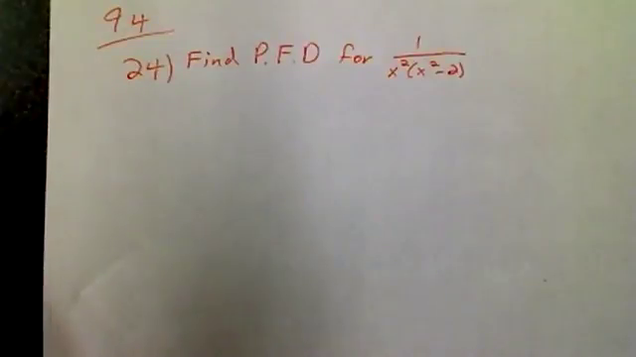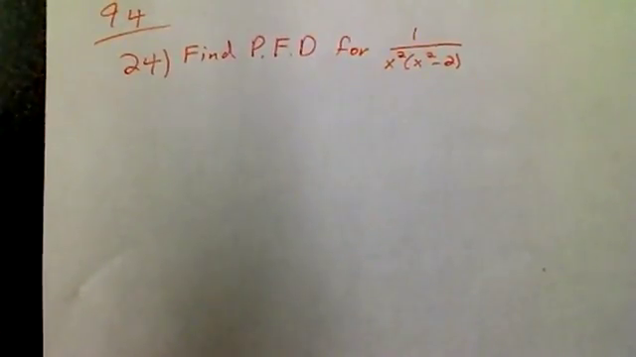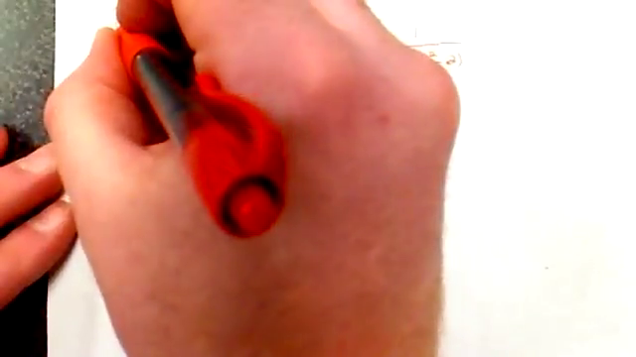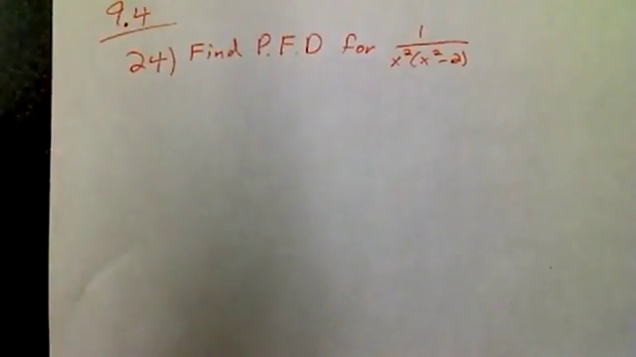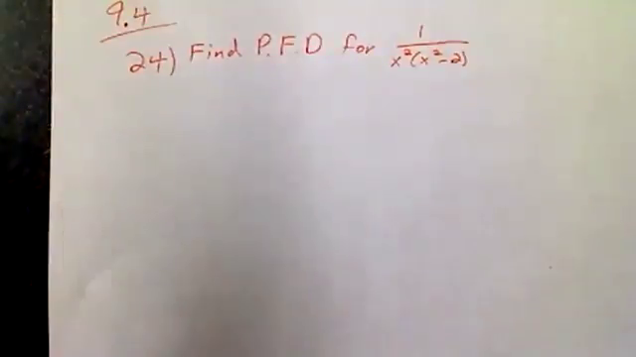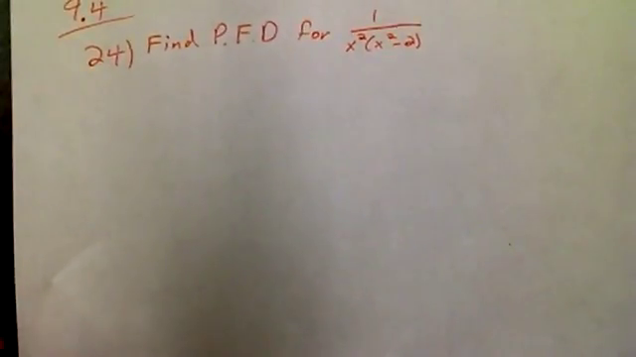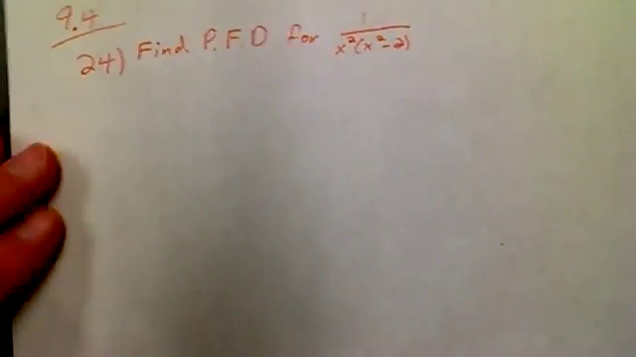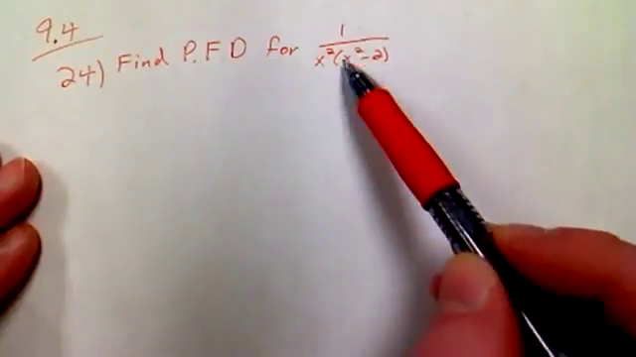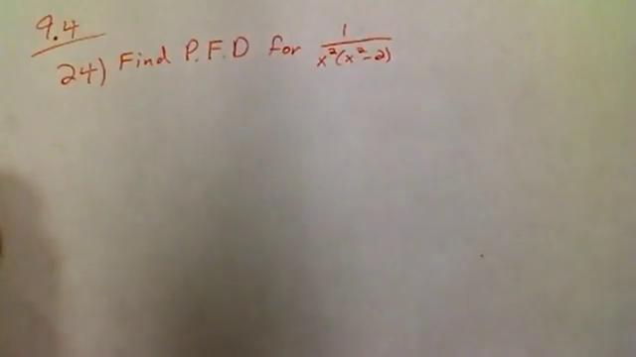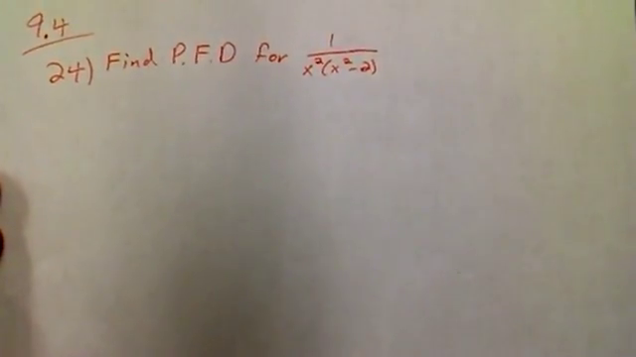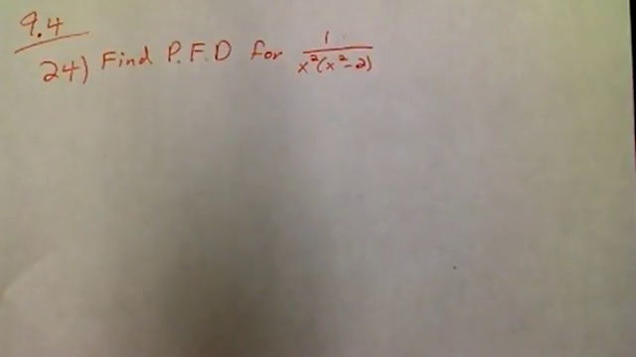Hey guys, one other requested problem was one like this on 9.4. This is the one I want to do. It's number 24 out of the book. It says find the partial fraction decomposition for 1 over x squared times x squared minus 2. So we kind of have a combination of things we have to keep track of, okay?